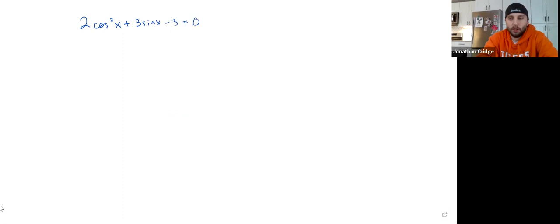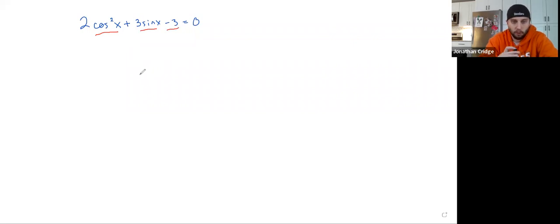So the next one, let's try 2 cosine squared plus 3 sine of x minus 3 equals 0. Okay, so first thing you have to do when you see this problem is you have to identify that this is a quadratic that is going to need factored. Okay, how do we know that? Well, by looking at this, we have a squared term, we have a non-squared term, and we have a constant.